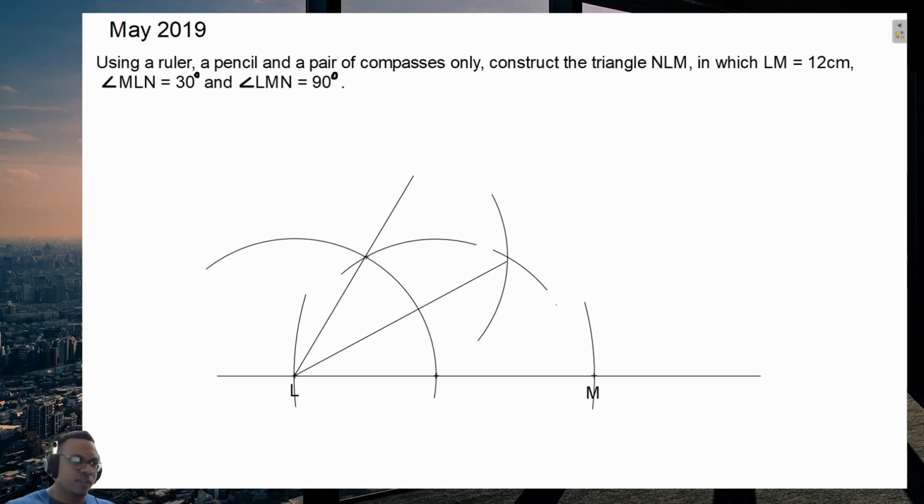I'll draw a straight line through to where those arcs intersect, and that will be my 30-degree angle. Now at the endpoint M, I will construct my 90-degree angle. So I'll place my compass point at M and make an arc to cut the line.